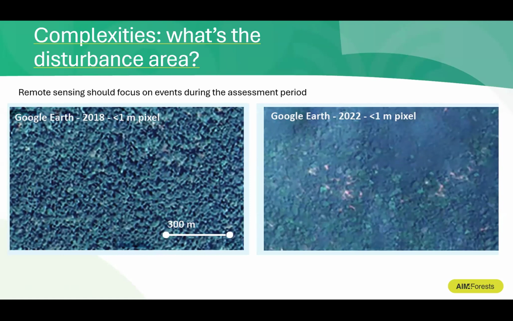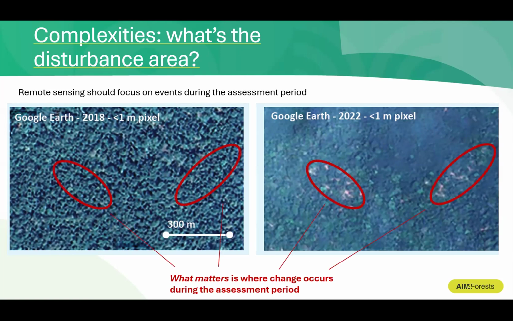On the left-hand side, you have a picture from 2018. On the right-hand side, you have an image from 2022, 4 years later, and you can see some changes there, no? Some sort of orangish, pink dots. That might be the degradation that is happening here. But what matters isn't only whether a piece of forest is degraded. What matters is whether the change that brought about that degradation, whether it occurred during the assessment period.